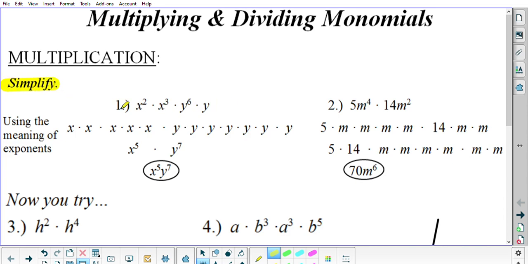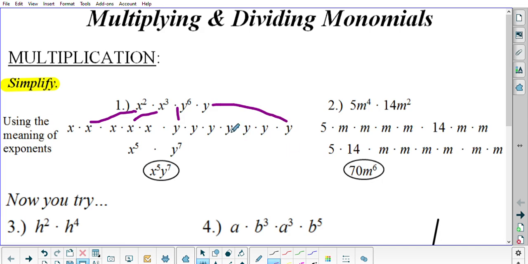In problem number 1, you can see we have x to the second times x to the third times y to the sixth times y. What we're going to do is use the meaning of exponents. You should know from what you've learned about exponents that x to the second would mean x times x. X to the third would be x times x times x. Y to the sixth would be y times y times y times y times y times y. Hopefully I said 6 of them. And then y with no exponent seen at all is just y.